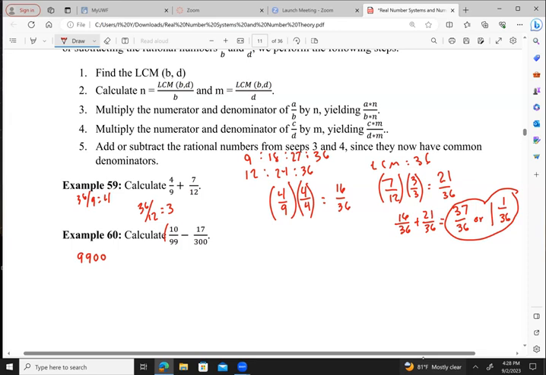Going to multiply this by 100 over 100, and this by 33 over 33. Now 100 times 10 is 1,000 over 9,900 minus 17 times 33, which is 561 over 9,900. And we end up with 439 over 9,900.